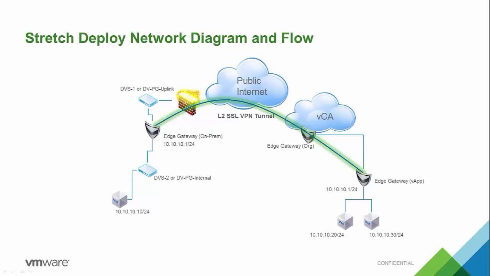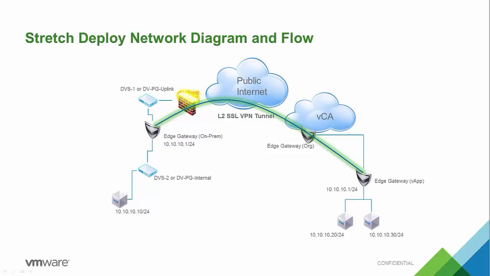Okay, so the first packet flow we're going to see is traffic destined for a virtual machine that's been stretched over to vCloud Air from the public internet. You can see that the traffic comes in through the corporate firewall, down the edge gateway, across the SSL VPN tunnel, and reaches the virtual machine that has been stretched to the vCloud Air side. The outgoing traffic, or the response, will go back the exact same way it came in, which is across the SSL VPN tunnel and out through the corporate gateway.